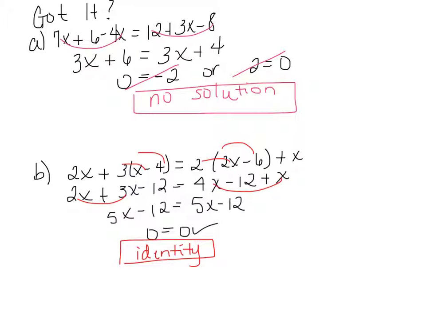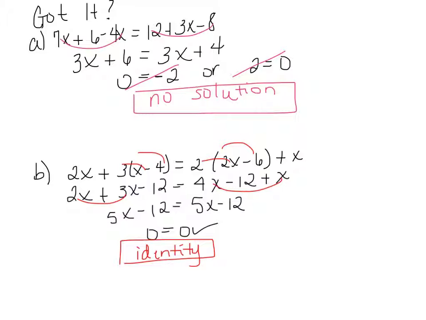Okay. So in this last example, we had to distribute again on both sides. And make sure you're careful with the negatives. So you get 3x minus 12 when you distribute the 3. But on the right side, we're going to get 4x minus 12 when we distribute the 2. Then I showed you my grouping so you can see what I added together. I got 5x minus 12 on the left and 5x minus 12 on the right.